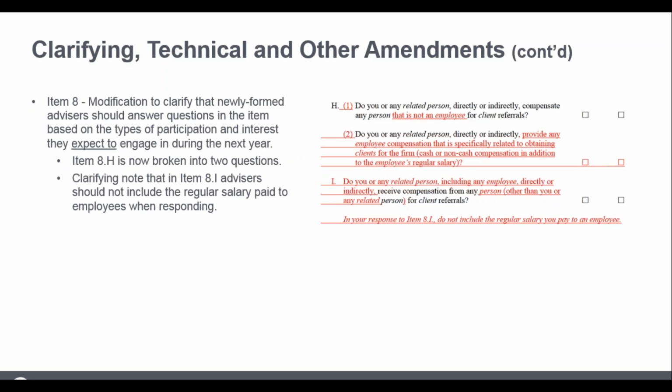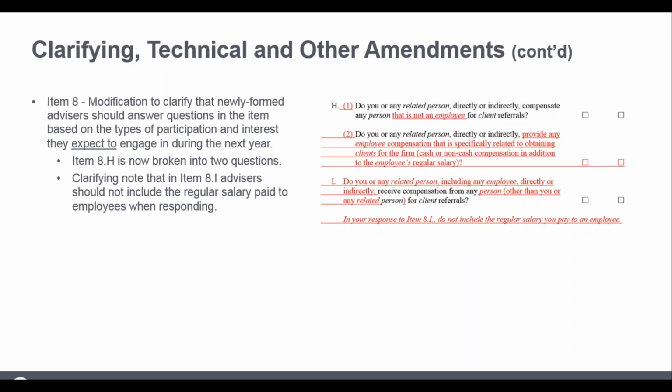In terms of item 8, if you are a newly formed advisor, they're adding clarification to that instruction to say that you should answer those questions based on the types of activities you expect to engage in during the next year. They're also breaking out item H into 2 questions, which you can see on the right-hand side of your slide here. Item 8H1 is now going to cover compensation to persons other than employees for client referrals, whereas item 8H2 is going to cover compensation to employees in addition to their regular salary.